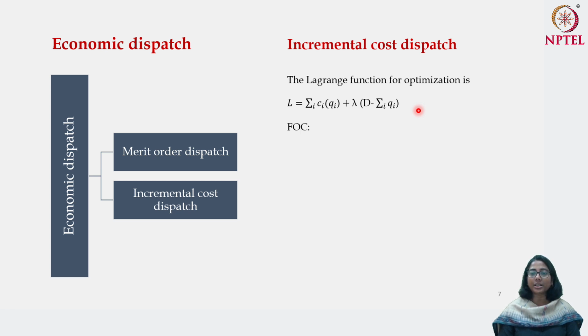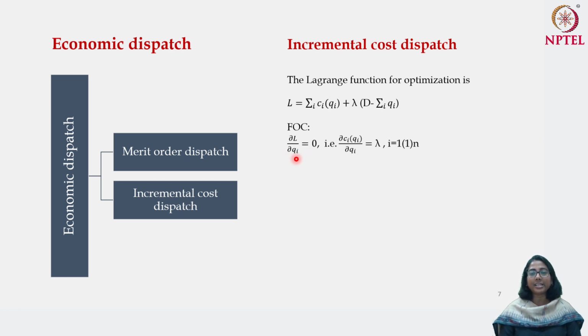So what are the first order conditions? The first order conditions for this optimization problem are given by del L del Qi equal to 0. So if I take the partial derivative of the Lagrange with respect to Qi, which appears in the cost function and here as well in the constraint, that should be set equal to 0. So the first order derivative has to be set equal to 0.